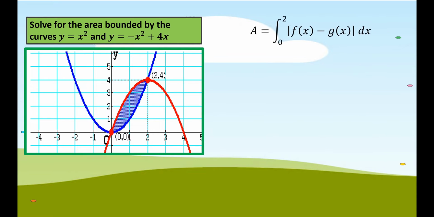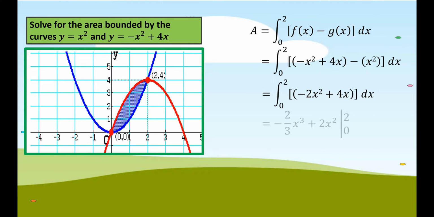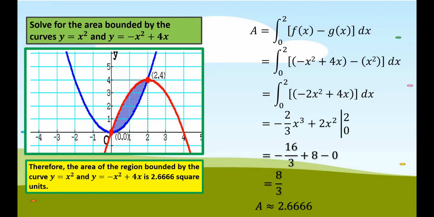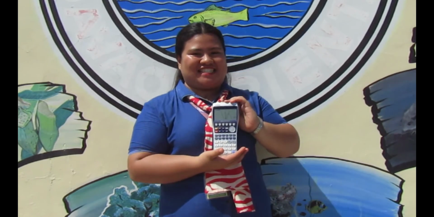From this equation, substitute f of x and g of x. Simplify. Then, evaluate from 0 to 2, and we see the area of the region, which is 8/3, or approximately 2.6666 square units. Now, here's the trick. We can solve the area of the region bounded by the two curves without going through the lengthy process. How? With the use, of course, of a graphing calculator.